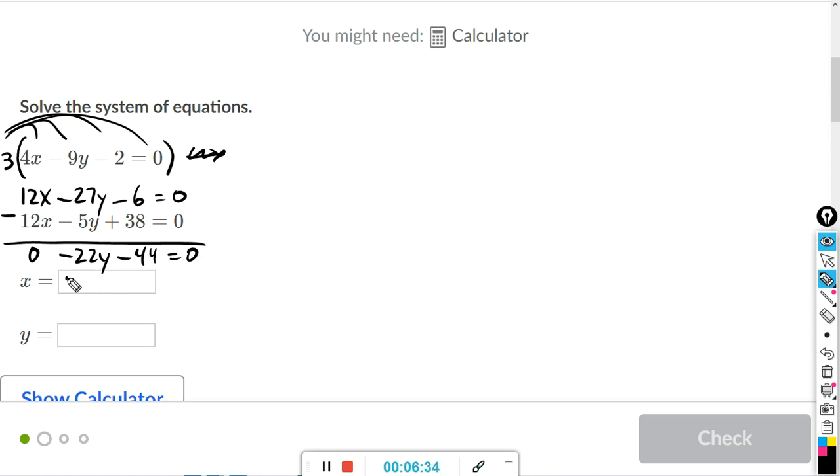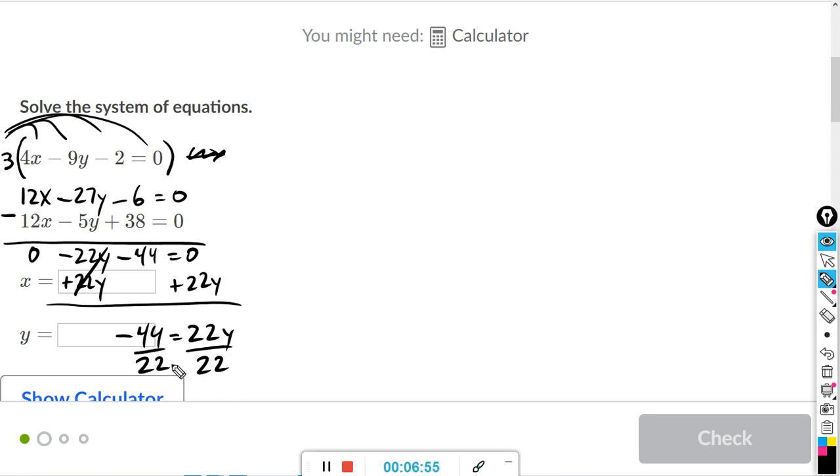So adding 22y to both sides. Negative 22 and positive 22 cancels. And we get negative 44 equals 22y. Dividing both sides by 22. Negative 44 over 22 equals negative 2. So y equals negative 2.